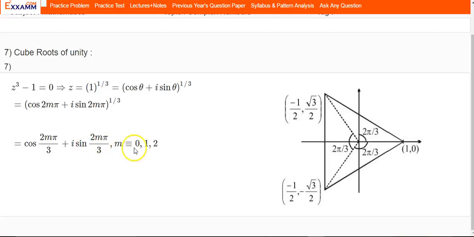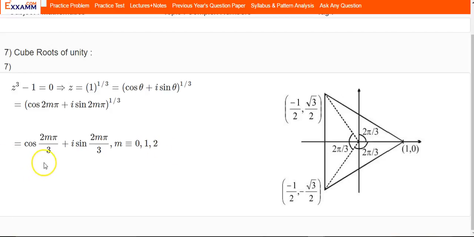what values of m? It would be 0, 1, 2, because we are calculating 3 roots, so we should have 3 values. But what if we put m is equal to 3? If we put m is equal to 3, then we get cos 2π plus i sin 2π, which is nothing but cos 0 plus i sin 0, that is 1, 0. So after 2, the values would start repeating. If we put m is equal to 4, then we will get this value. If m is equal to 5, this value. So we can get only 3 unique solutions by putting m is equal to 0, 1 and 2.